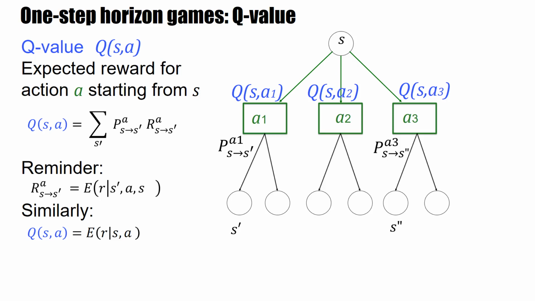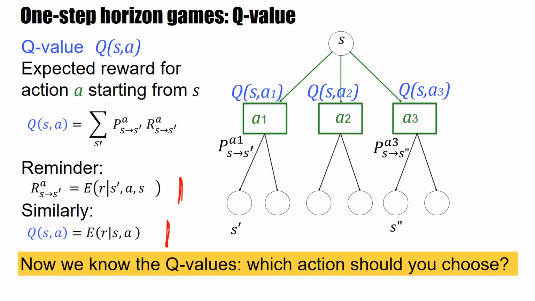Now, one-step horizon games use this. So now it's the same kind of image, but with three possibilities, three actions, and this is again the reminder. That's what I just did, and this is how the Q values are defined. Now let's suppose we have calculated the new Q values. So now we know the Q values. Which action should you choose?